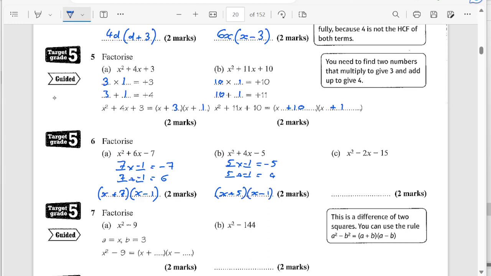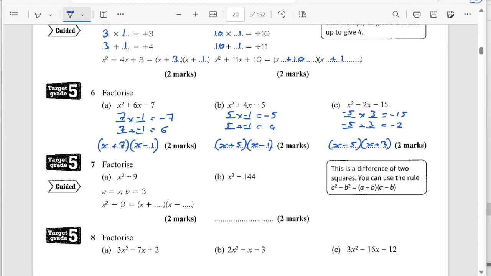And slightly more complicated, two numbers that multiply together to make minus 15 and that add together to make minus 2. So I'm looking at 5 and 3 with the 5 being the smaller, so minus 5 and 3. So I've got x minus 5 and x plus 3.